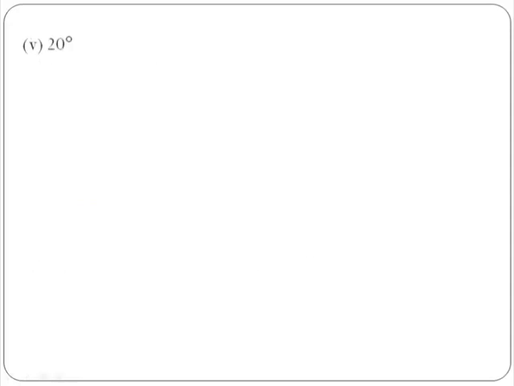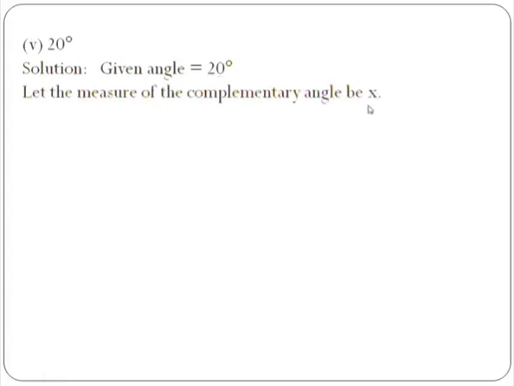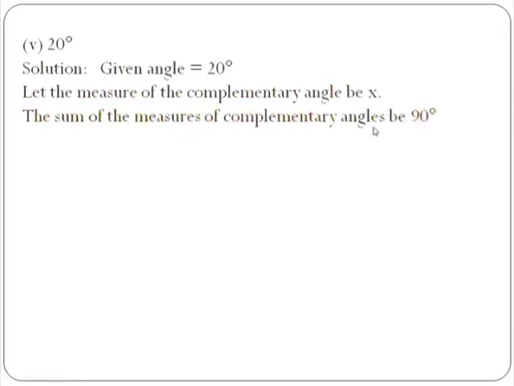Now example number 5, 20 degrees. Again, solution: given angle is 20 degrees. Let the measure of the complementary angle be x degrees. Therefore, the sum of the measures of complementary angles is 90 degrees. So you will get the equation 20 plus x is equal to 90. Again, we will shift 20 to the other side, that is, the right hand side of the equation. Here 90 minus 20 you will get 70. So you will write here x is equal to 70 degrees.